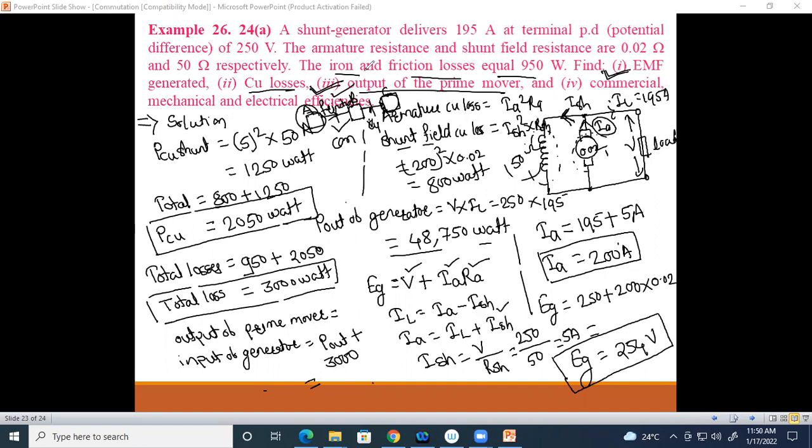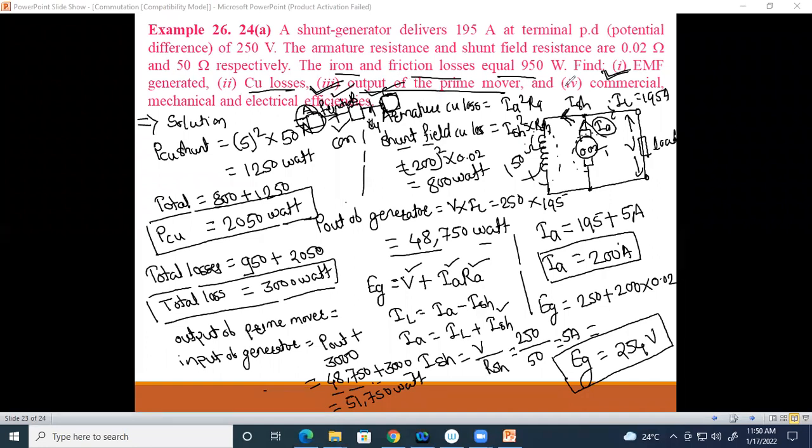P out is what we calculated initially: P out is equal to 48,750 plus total losses, which is 3000. That is 51,750 watt. This is the output of the prime mover or the input of the generator. So this is the third one.